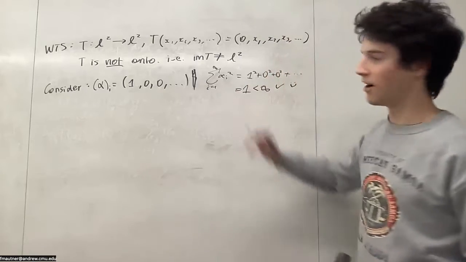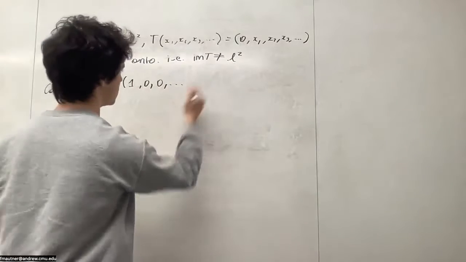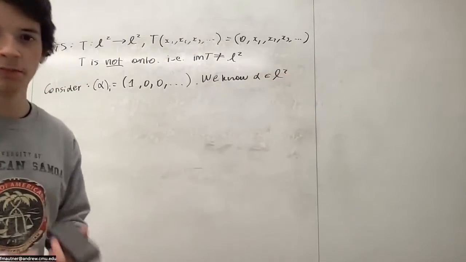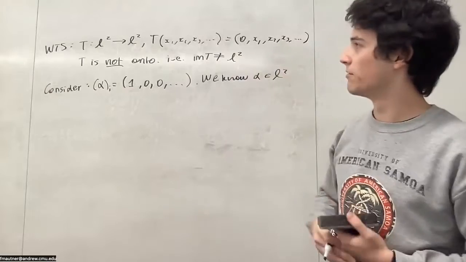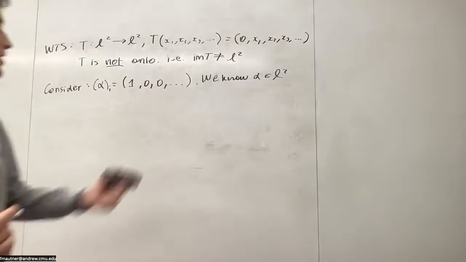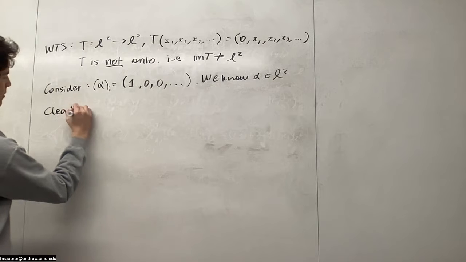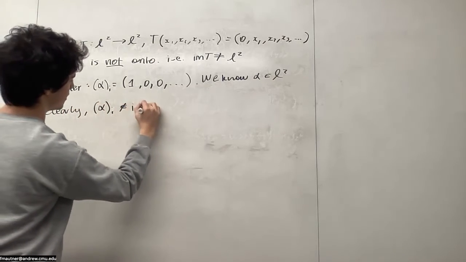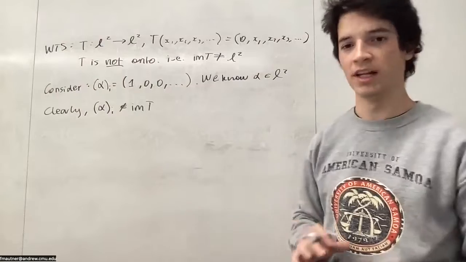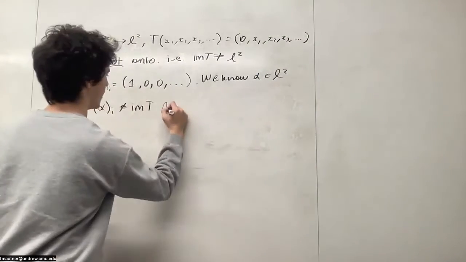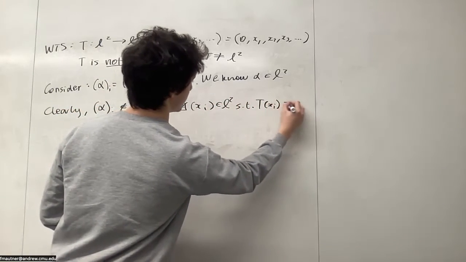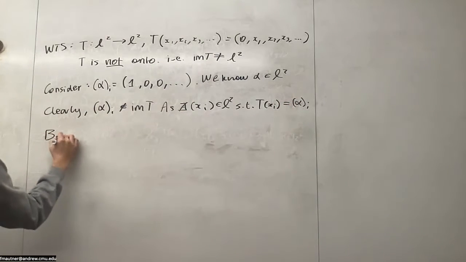That means that alpha is indeed in L2. So let's write that. We know alpha is in L2. But then clearly, just by design of T, it's not in the image of T, because every single vector in the image of T starts with a 0, and alpha starts with a 1. So obviously it's not in the image, which means T is not onto. Let's write that down really quickly. Clearly, alpha sub i is not in the image of T, as there's no vector we can shift by 1 to the right and add a 0 in the first spot to get alpha. It's just impossible by construction of T, as there does not exist any xi in L2 such that T of xi is equal to alpha sub i.